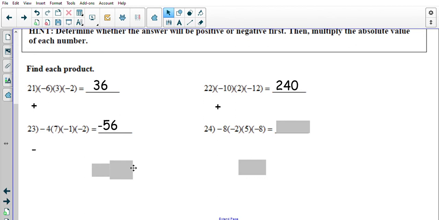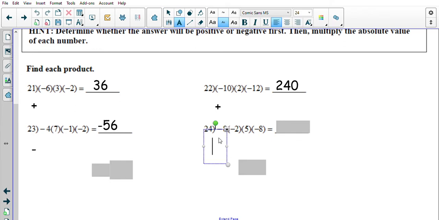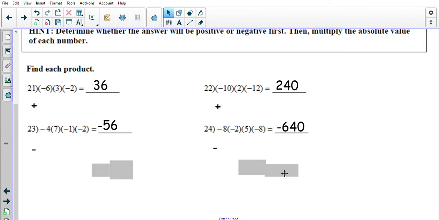Number 24, we've got negative 8 times negative 2 times 5 times negative 8. We've got 1, 2, 3 negative numbers. That's an odd number of negative numbers, which means my solution will be negative. What I would do is 8 times 8 to get 64, and 2 times 5, that's a great number to get. We get 10, and 64 times 10 is 640. So final solution is negative 640.